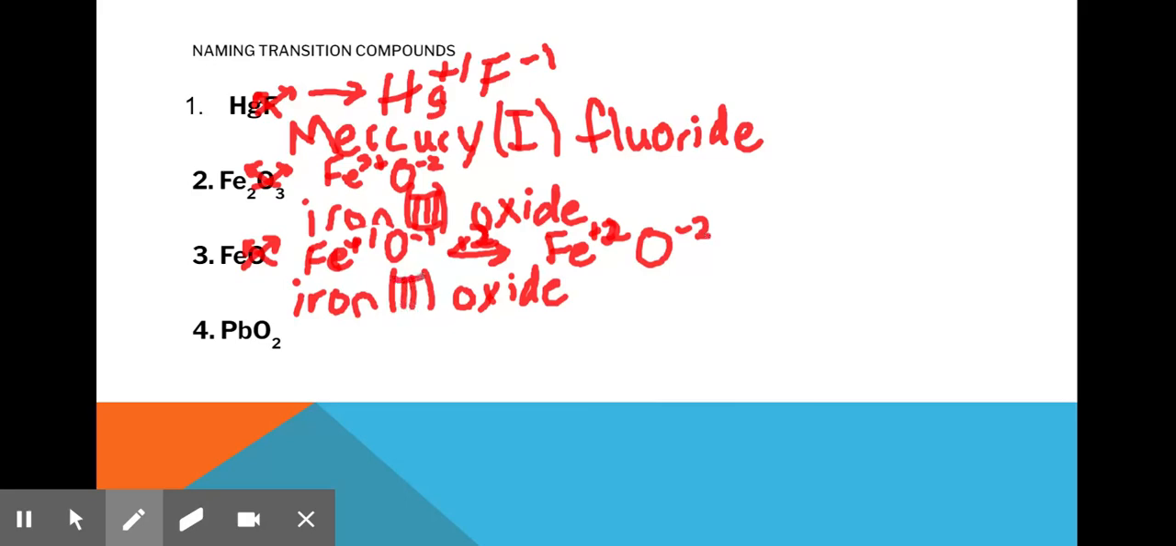And we're going to put the Roman numeral 2 in parentheses. So it's going to be iron 2 oxide.